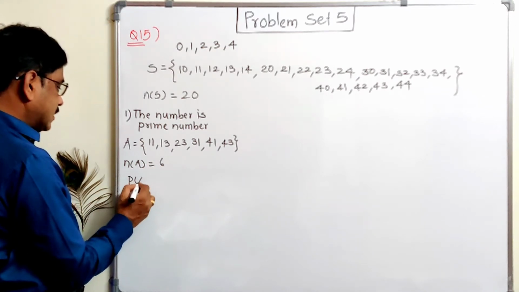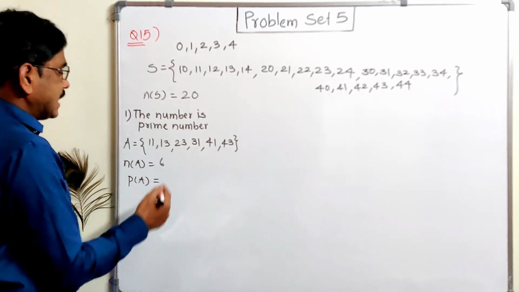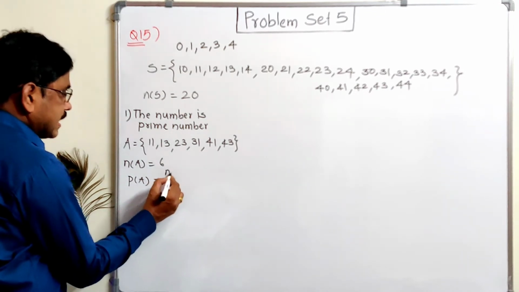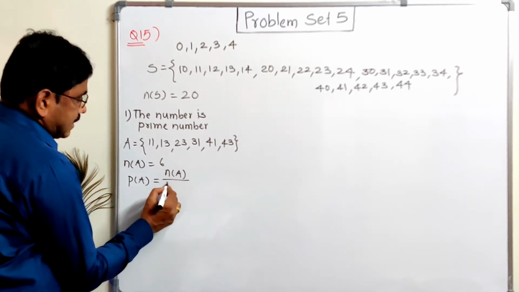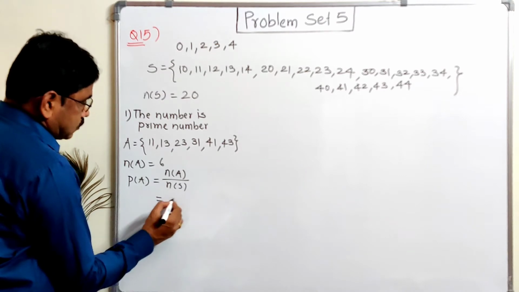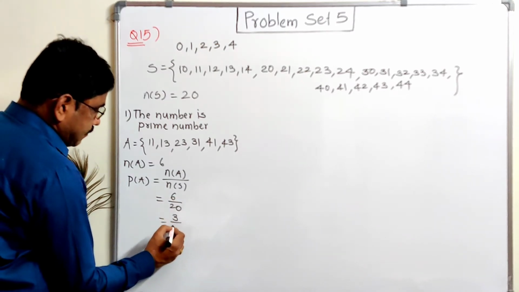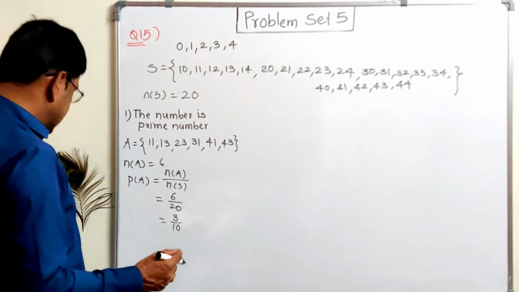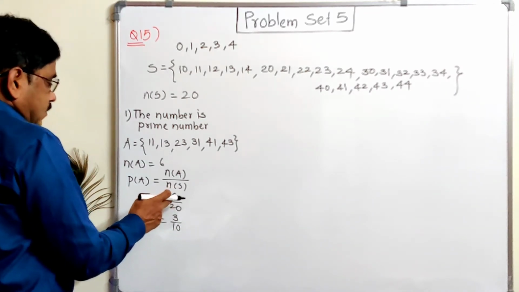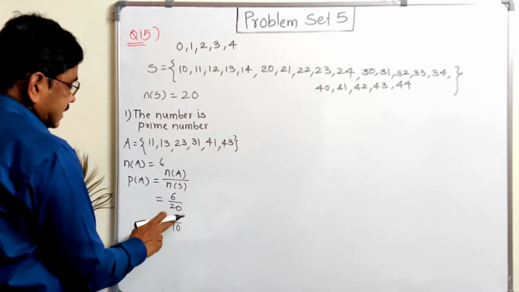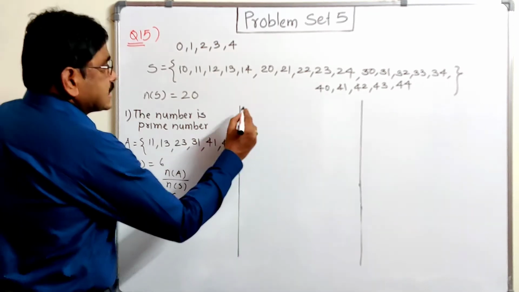Therefore probability of A, means probability that the number is prime number, is NA divided by NS is equal to 6 divided by 20. So 2 से डिवाइड किया, 2 3s 6 and 2 10s 20. So 3 by 10. Let's see second case.